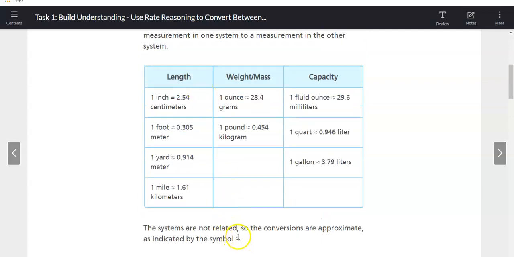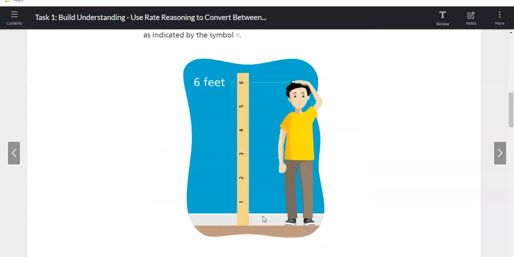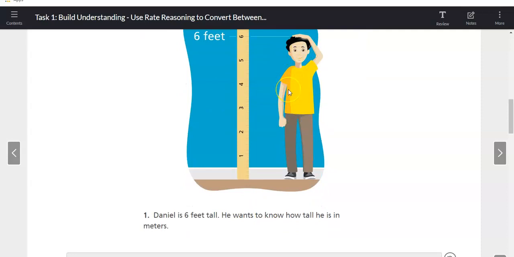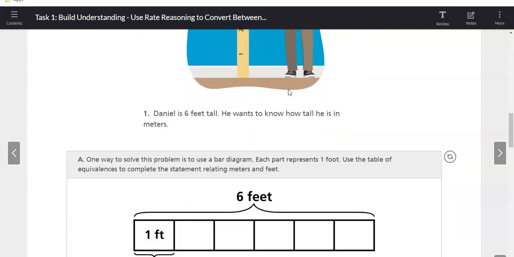Now, right here, this is important. They use the approximately equal sign through all of it because it says the systems are not related, so the conversions are approximate. That means it's around what the answer is. So Daniel's 6 feet tall. He wants to know how tall he is in meters.